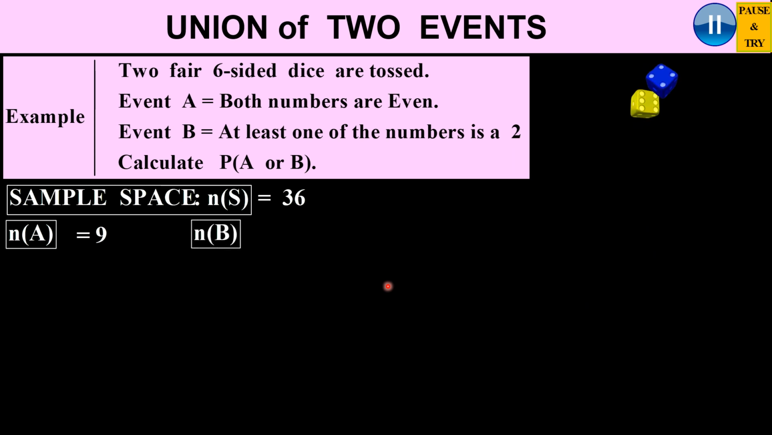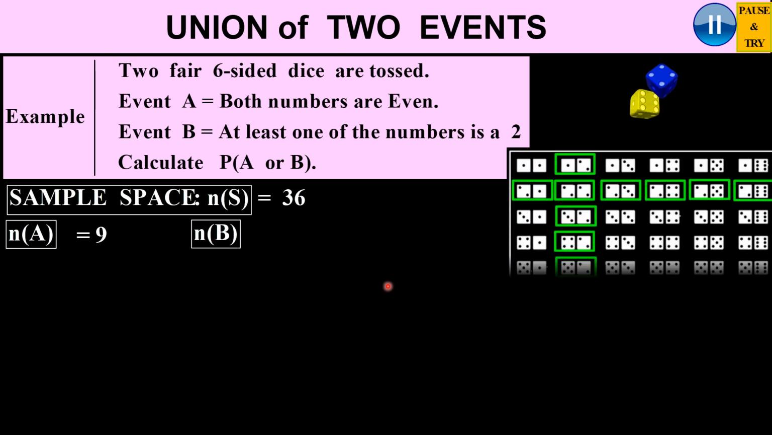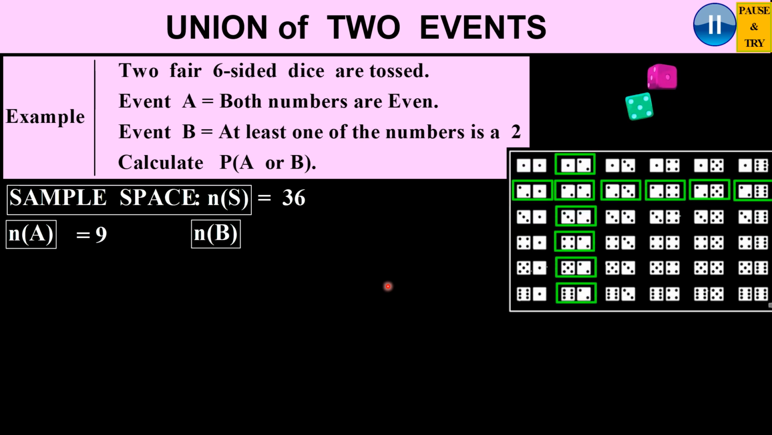Let's look at event B. We want at least one of the numbers must be a 2. Let's look at the sample space again. Where do we have a 2? There we have, in this column we have a 2, and in that row will be a 2. And if we count the total there, that's correct, we get 11.